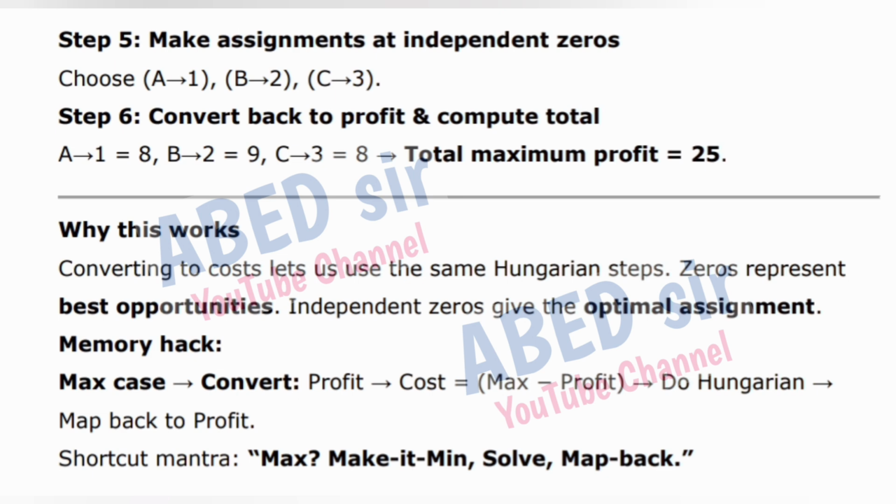Step 6. Convert back to profit and compute the total. A1 is equal to 8, B2 is equal to 9, C3 is equal to 8. Total maximum profit is equal to 25.